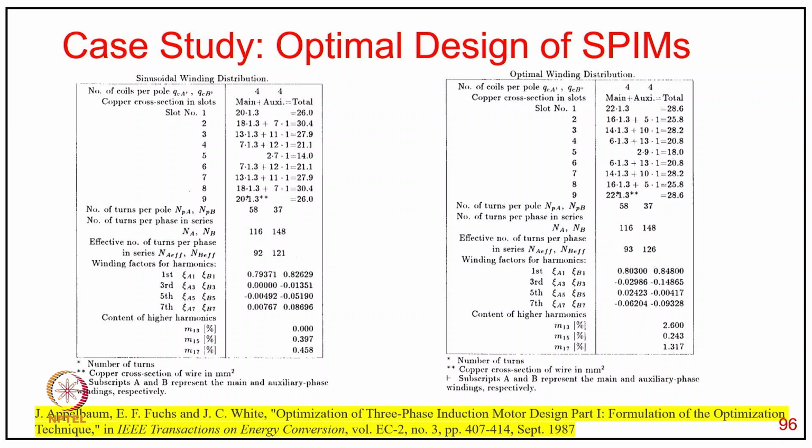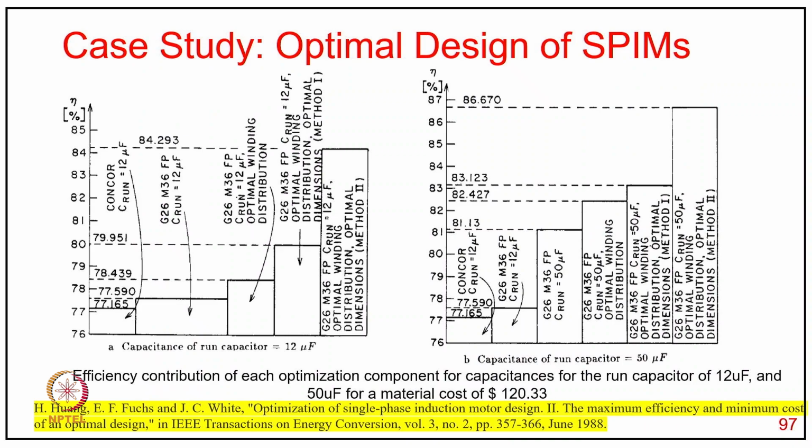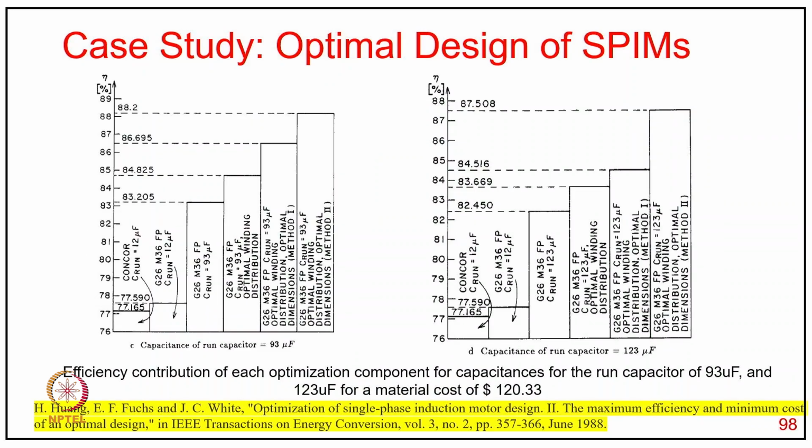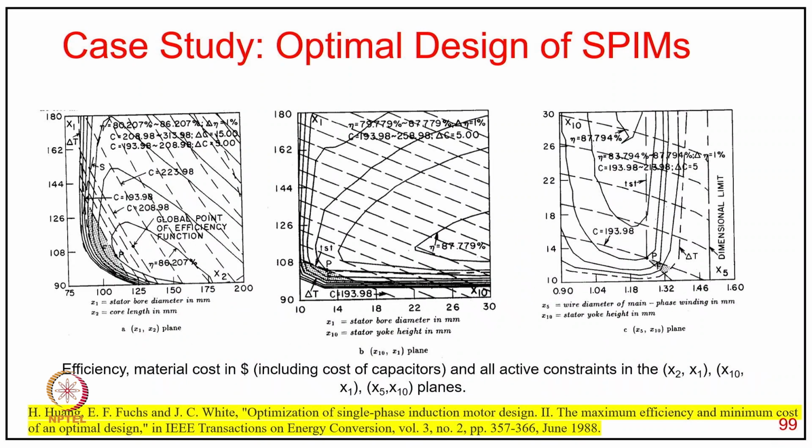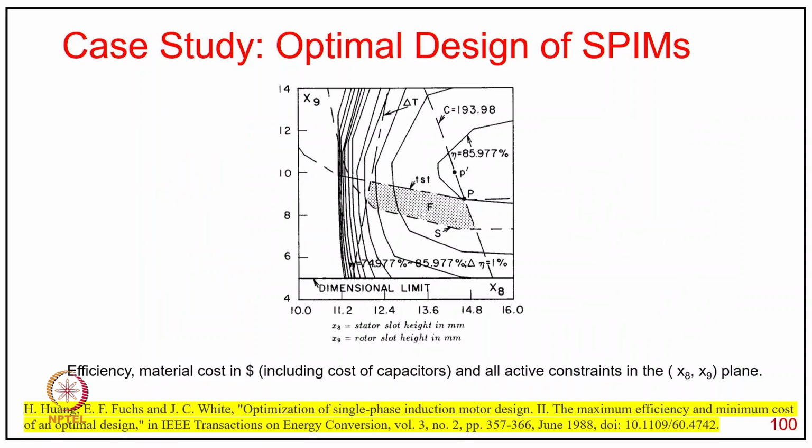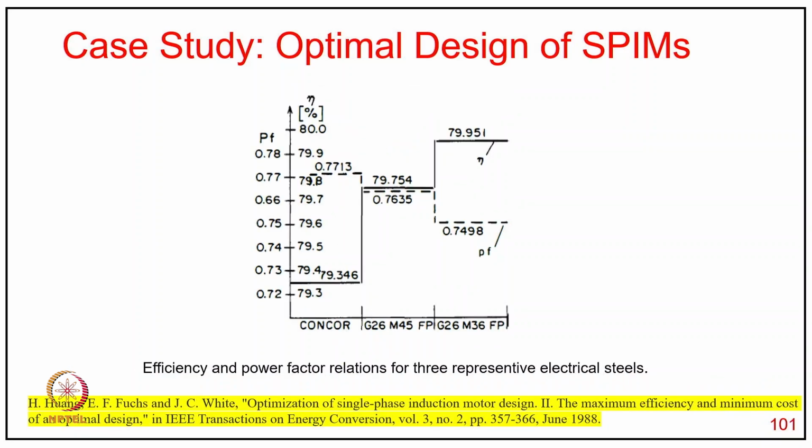This is typically an example from this reference for the complete design calculation, where the procedure, like efficiency contribution and optimization process, is mentioned with 12 microfarad and 50 microfarad capacitors and the material cost, and similarly for the start capacitance and run capacitance, then the efficiency and material cost. So these are the typical data for a particular case of optimization of a single phase induction motor with maximum efficiency and minimum cost of design. From this reference we have efficiency, material cost and other constraints in the plane.